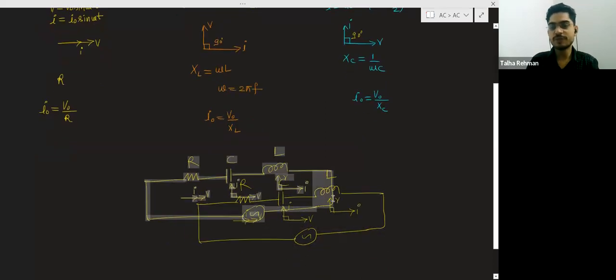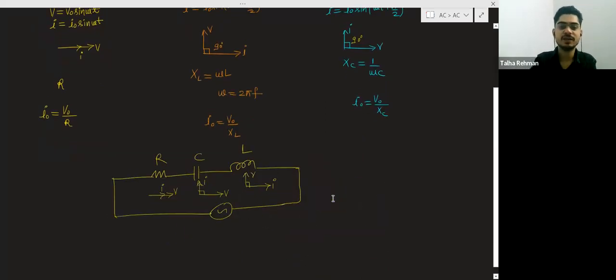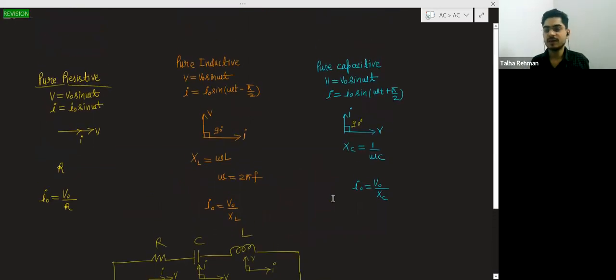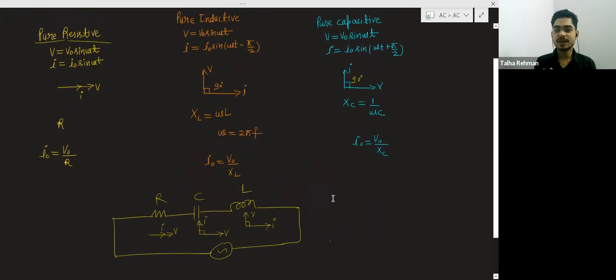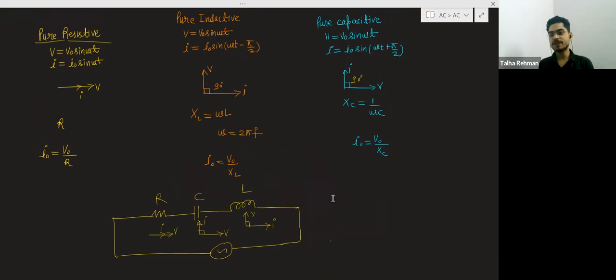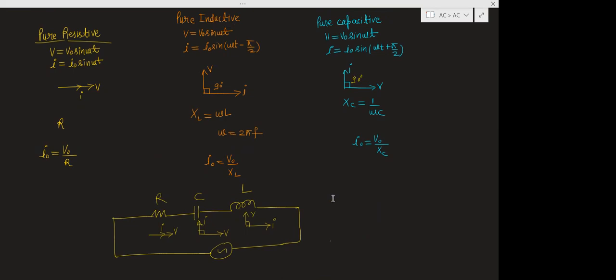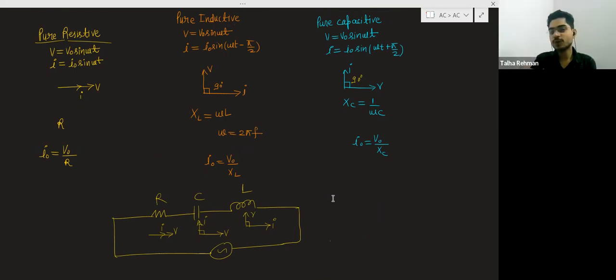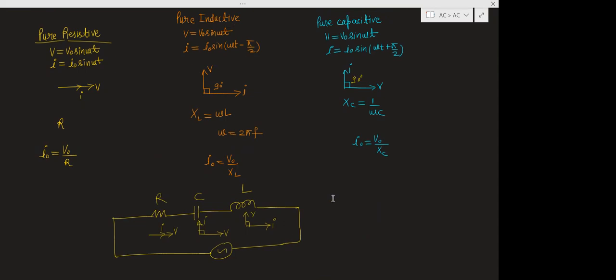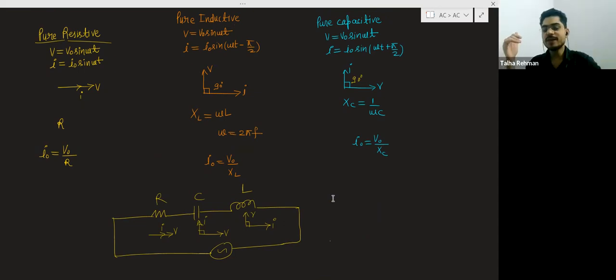Means you should know, if in the next class I am asking for the inductor, tell me the equation of the current. So you will say I is equal to I naught sine omega t minus pi by 2. Why minus pi by 2? Because current lags behind the voltage by pi by 2 in an inductive circuit. If I am asking, tell me the equation of the current for a pure capacitive circuit, you will think for a second and say I is equal to I naught sine omega t plus pi by 2. Why plus pi by 2? Because in a capacitive circuit, current leads the voltage by pi by 2.